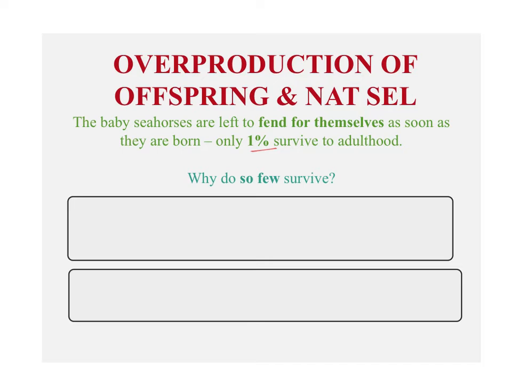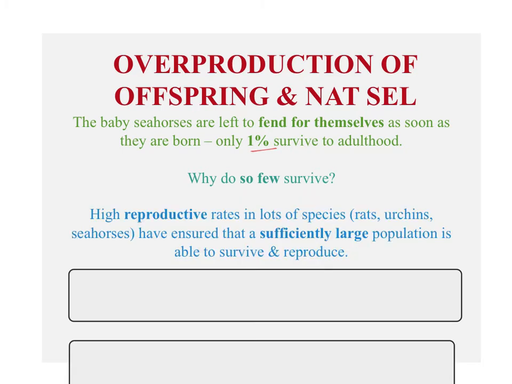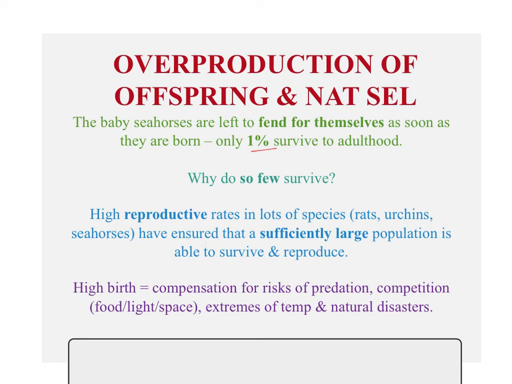Now, when we're thinking about why so few survive, there are a few different reasons that you might be able to think about. You've got competition, you've got resources available, but also we've got to remember things like predation. And to summarise, these high reproductive rates occur in lots and lots of organisms, things like rats, the seahorses that we've said, hamsters have lots of babies at a time, ensuring that a sufficiently large population is able to reproduce. But remember that having lots of babies at once is beneficial because it means that we can get that large population, but it's also sort of a compensation factor.